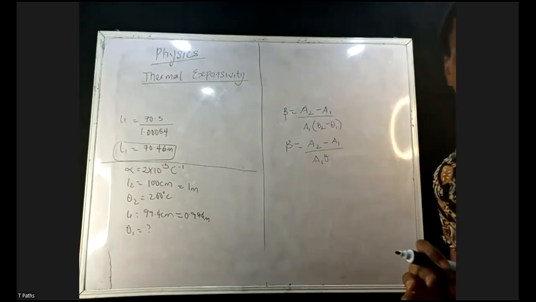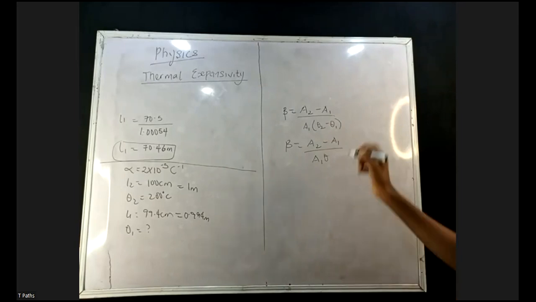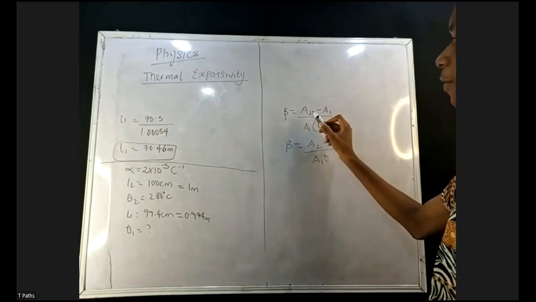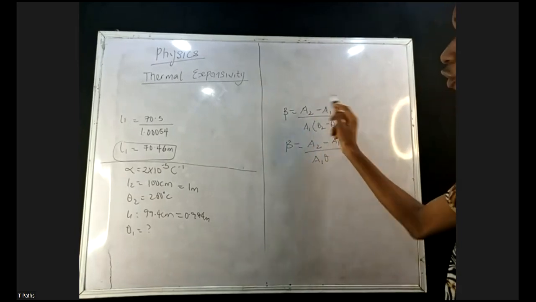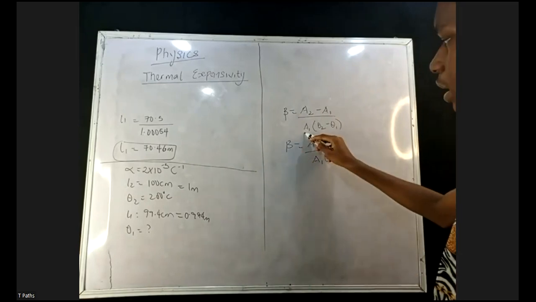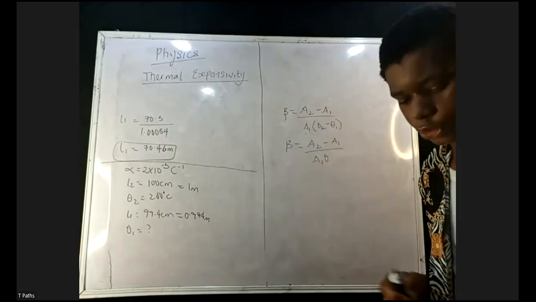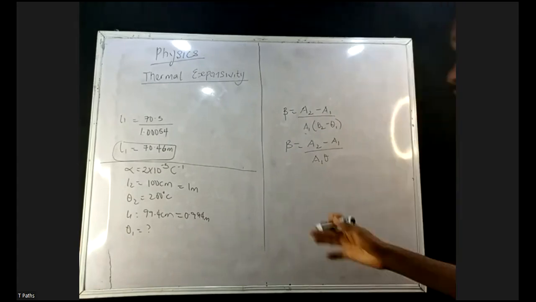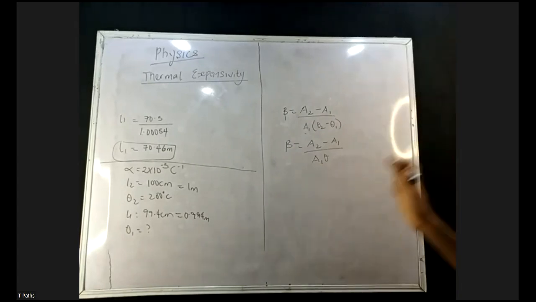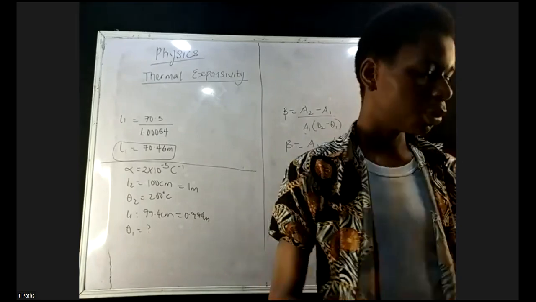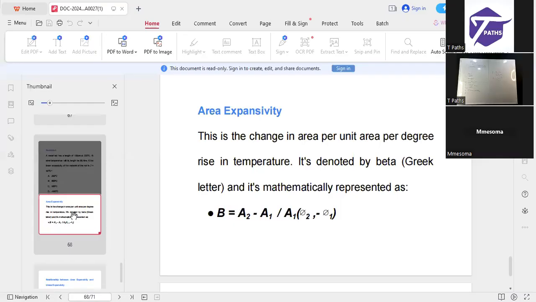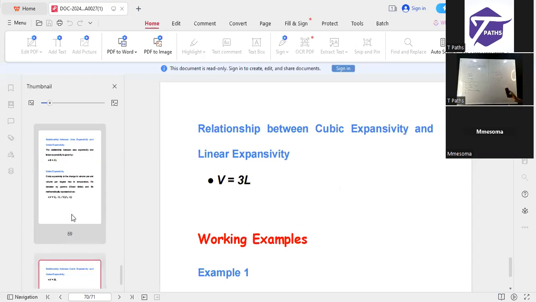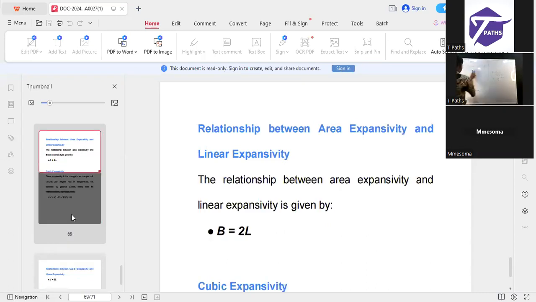So I said area expansivity is the change in area. That's why I have A2 minus A1, the change in area of a particular material, per unit area, then per degree rise in temperature. All right. So now we'll move to the relationship between area expansivity and linear expansivity. At this point, I want you guys to be very, very attentive, because I'll be doing something very important here. All right.